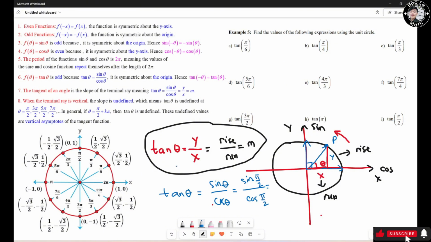Sine pi over 2 equals 1. We learned it before, the value of the y coordinate right here. So it's going to be 1. Cosine pi over 2 equals 0, the x value of the coordinate point right here. So 1 divided by 0 is undefined. And then theta equals pi over 2 is one of the vertical asymptotes of the tangent function. We will learn this in the next lesson.